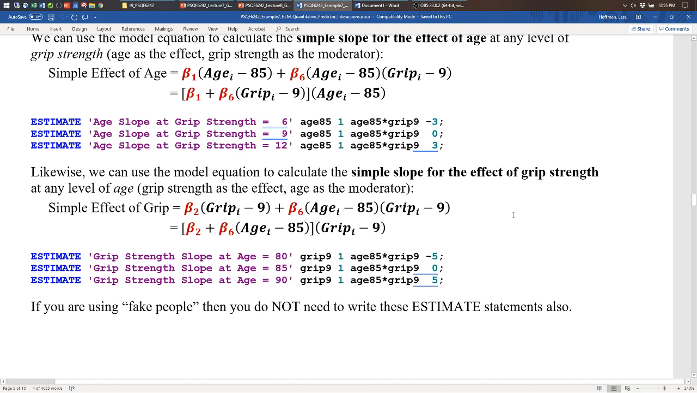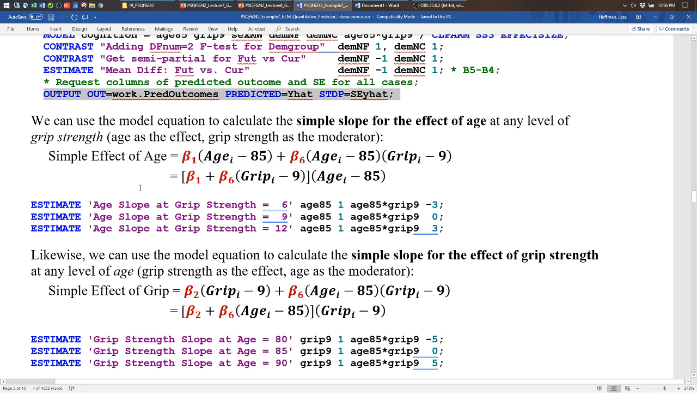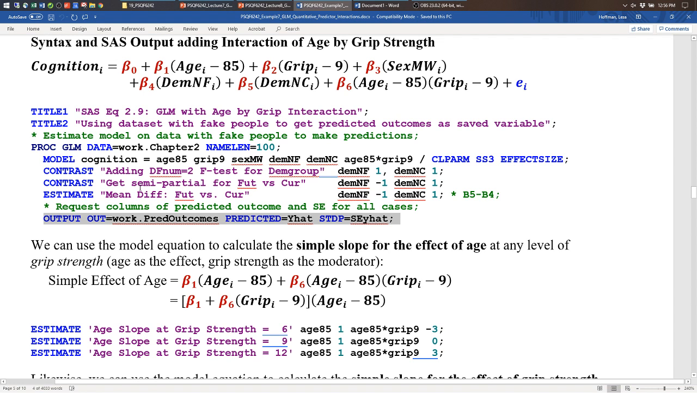I'm also going to ask for what's called simple slopes. They're examples to try and illustrate what the interaction term is doing. So we ask for what the effective age would be at different levels of grip strength. We can also ask for what the effective grip strength would be at different ages. And to figure out how to write these statements, how to determine what the simple slope would be for any type of person, step 1, we go to the equation.